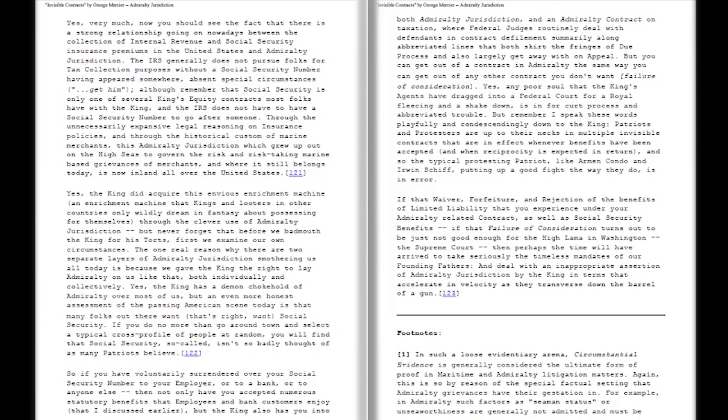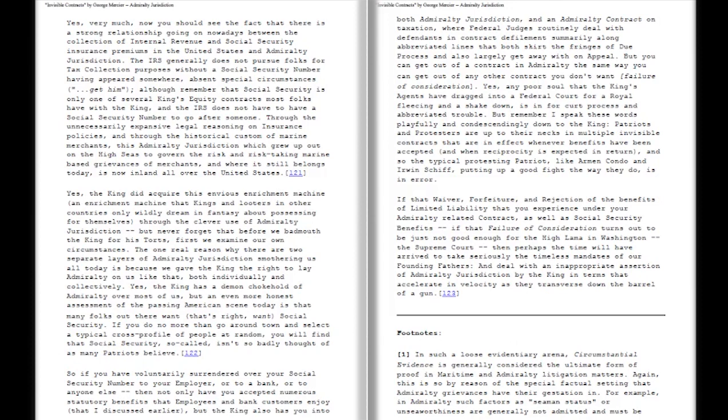But you can get out of a contract in admiralty the same way you can get out of any other contract you don't want. Failure of consideration. Yes, any poor soul that the king's agents have dragged into a federal court for a royal fleecing and a shakedown is in for curt process and abbreviated trouble. But remember, I speak these words playfully and condescendingly down to the king.